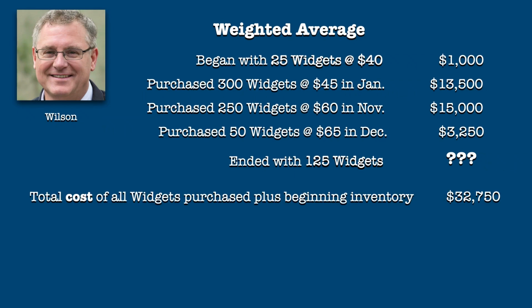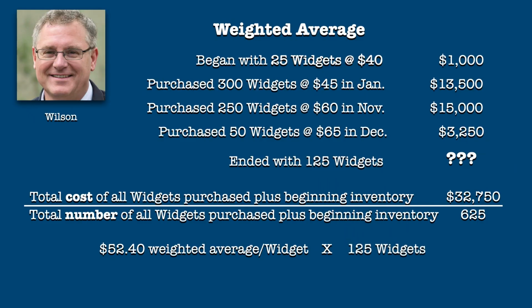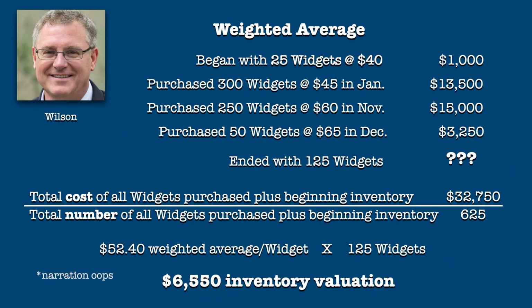Finally, let's calculate the inventory using the weighted average method. The total cost of the widgets in the beginning inventory, plus the cost of all the widgets he purchased, was $32,750. Divided by the total number of widgets in inventory and purchased, 625, gives us a weighted average of $52.40 per widget. This is then multiplied by the 125 remaining widgets to give an end-of-year inventory valuation of $6,650.